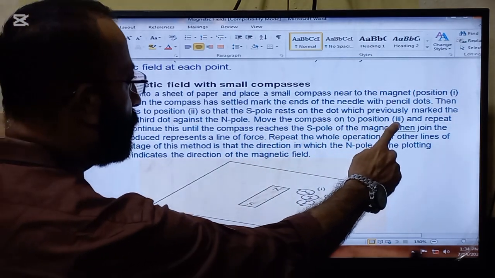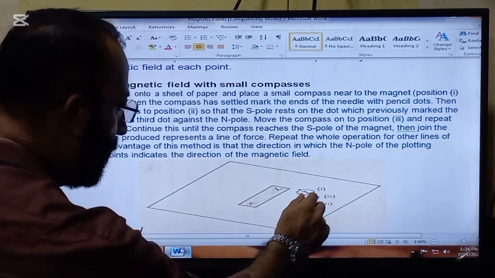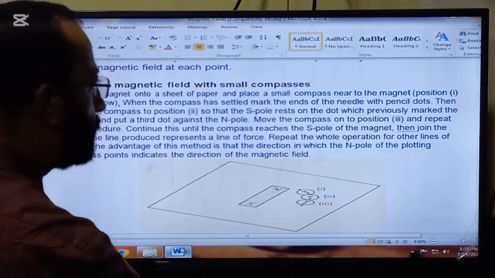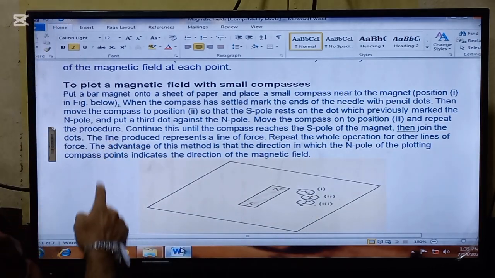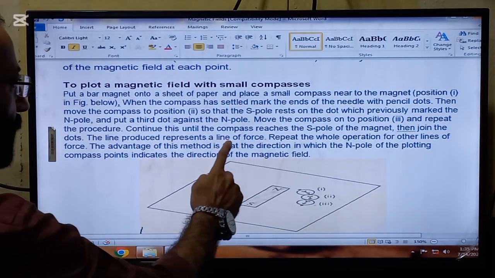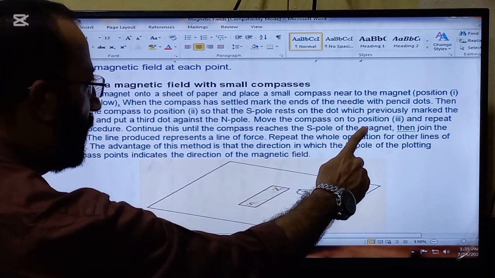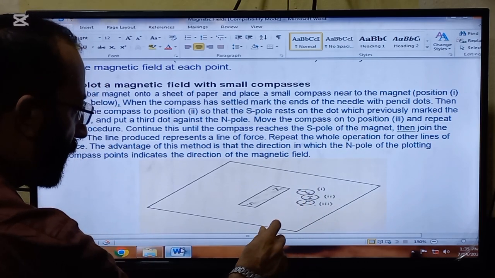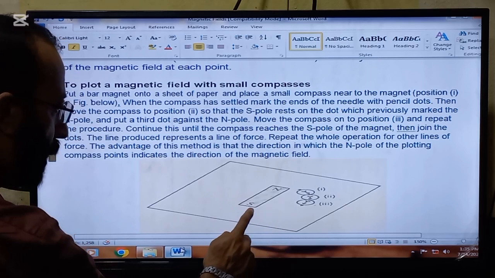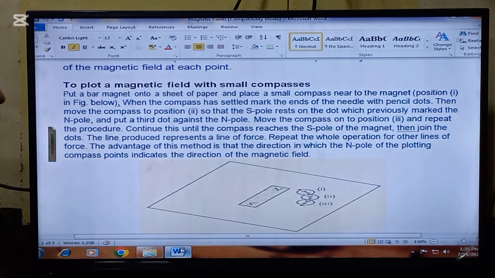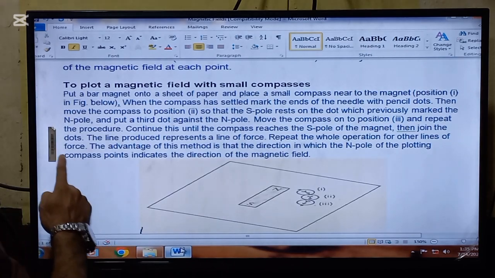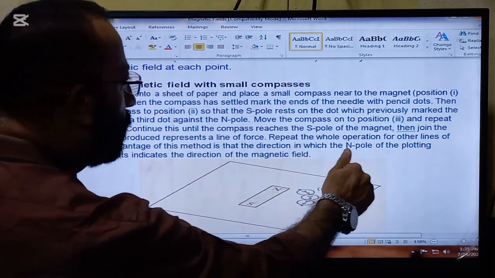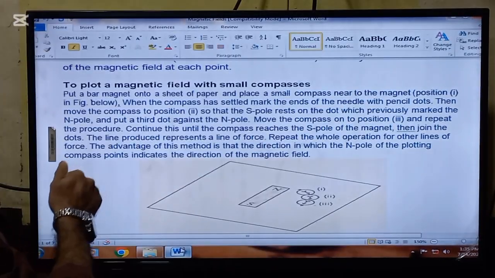Move the compass to position number 3. So we will move the compass some extra distance towards here and repeat the procedure. Continue this until the compass reaches the south pole of the magnet. So gradually we will move the compass further, and finally the compass will come to the south pole of the magnet. Then join the dots. The line produced represents a line of force. Repeat the whole operation for other lines of force.